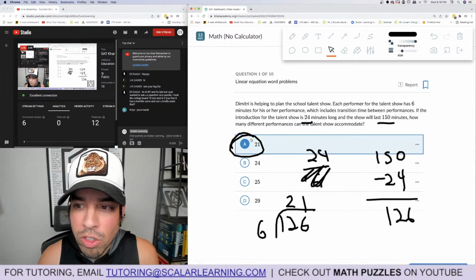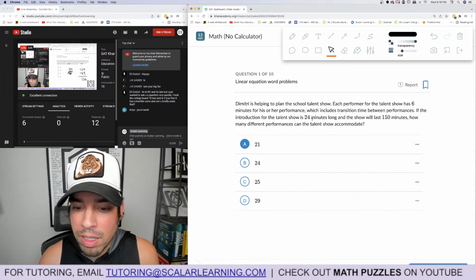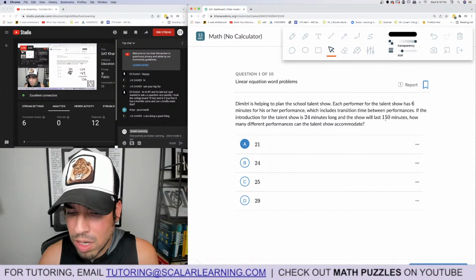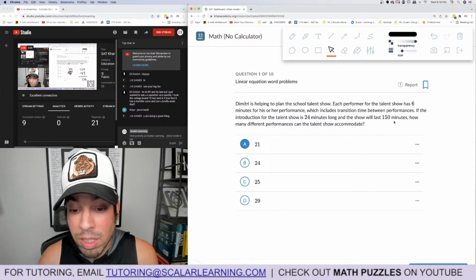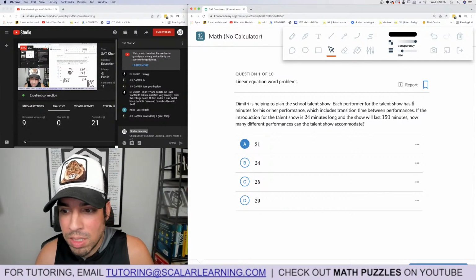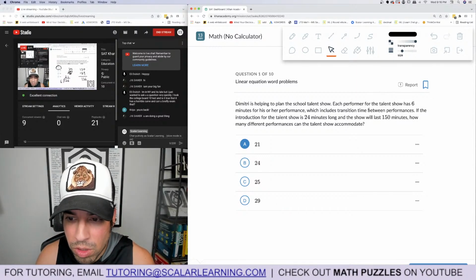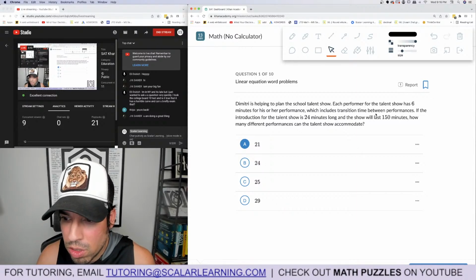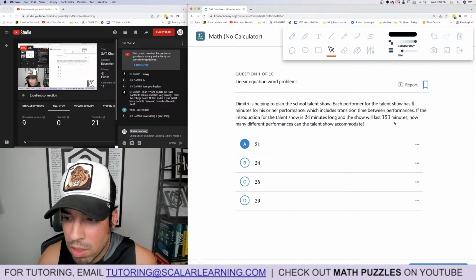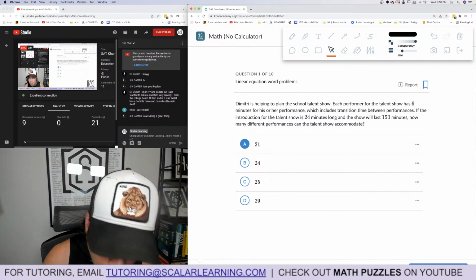Okay, as long as I understood that correctly, it's not 150 divided by 6, which is exactly 25. Let me just make sure. 6 minutes for his or her performance, which includes transition. If the introduction for the talent show is 24 minutes long and the show will last 150. Yeah, so I think you have to take it out. I think I did it right.